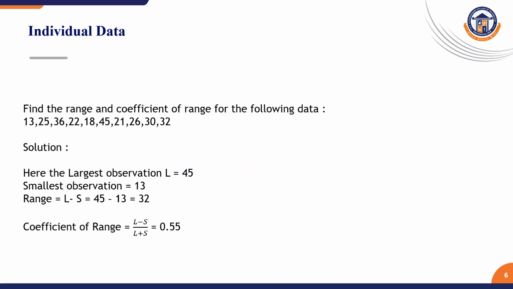Now let us see how to find the range of an individual data which is given in this problem. The given data is an individual data. Some values are given, which is taken as a data set. For this data set, we have to find the largest observation, that is 45, and the smallest observation, which is 13. So range is L minus S, equal to 32. And coefficient of range is (L minus S) divided by (L plus S), that is equal to 0.55.